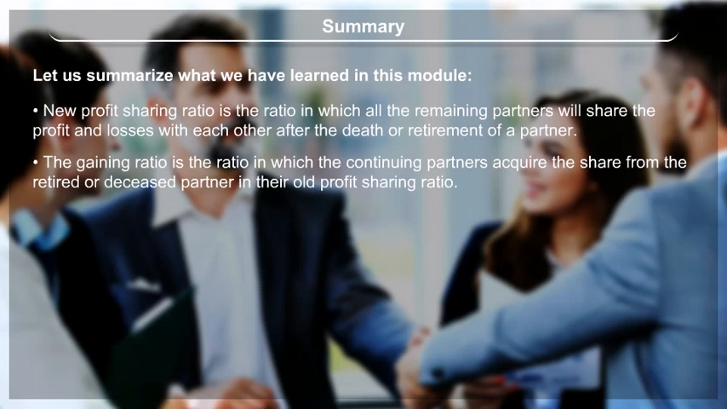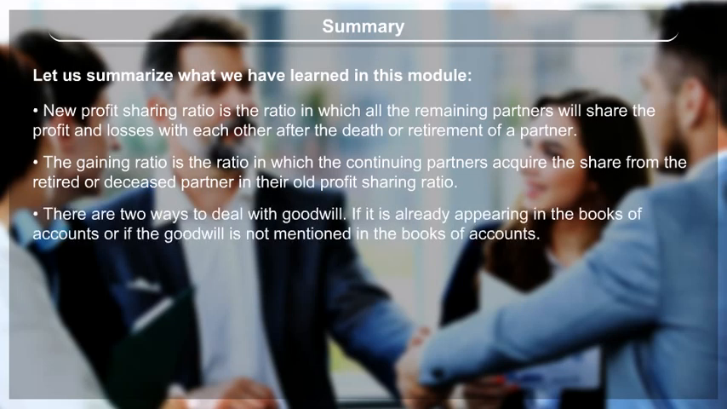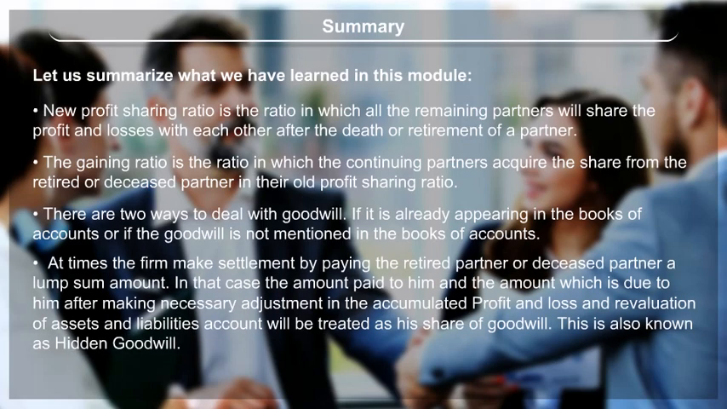There are two ways to deal with goodwill: if it is already appearing in the books of accounts, or if the goodwill is not mentioned in the books of accounts. At times, the firm makes settlement by paying the retired partner or deceased partner a lump sum amount. In that case, the amount paid to him and the amount which is due to him after making necessary adjustment in the accumulated profit and loss and revaluation of assets and liabilities account will be treated as his share of goodwill. This is also known as hidden goodwill.